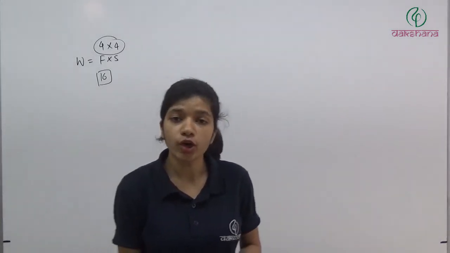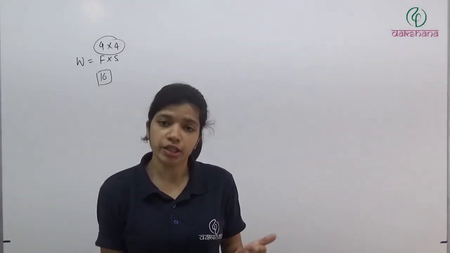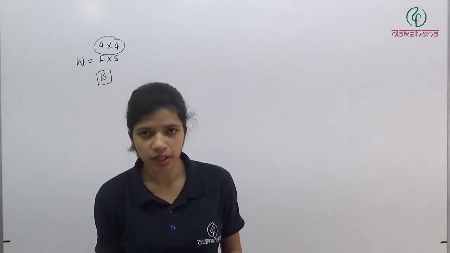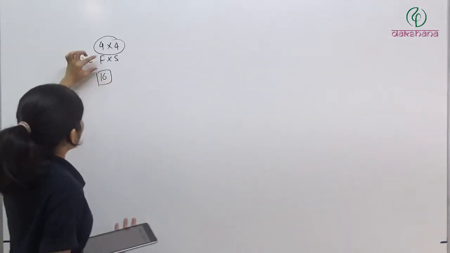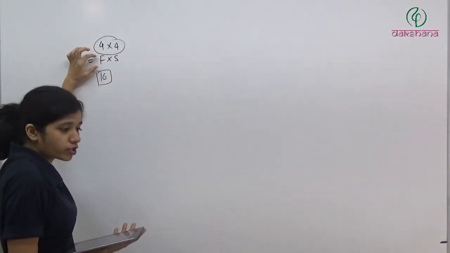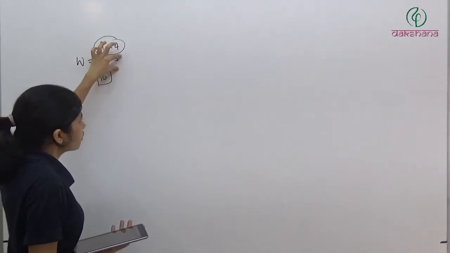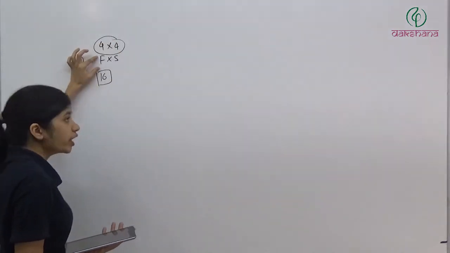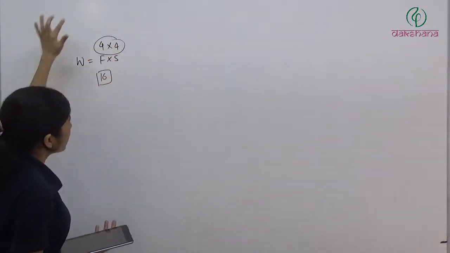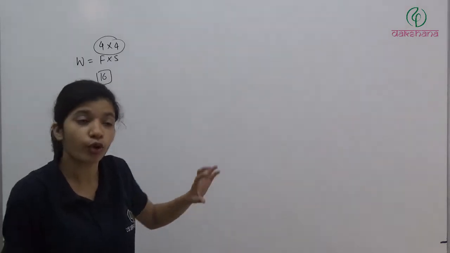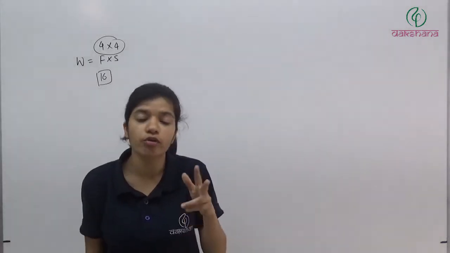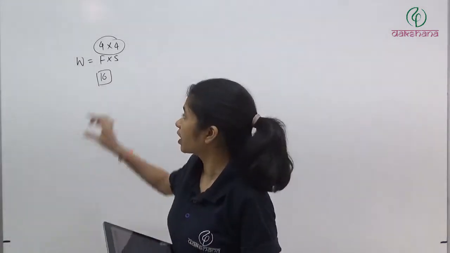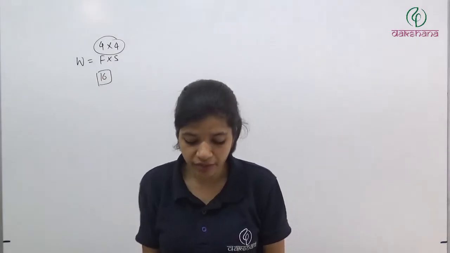So if unit of work has become 16 times, then unit of energy will become 16 times. Clear? So first unit of force was 1 Newton and length was 1 meter. Now we have 4 Newton and 4 meter. So this will become 16 joule. Initially unit of energy or work was 1 joule, now it has become 16 joule. Clear? So it will become 16 times. First option.